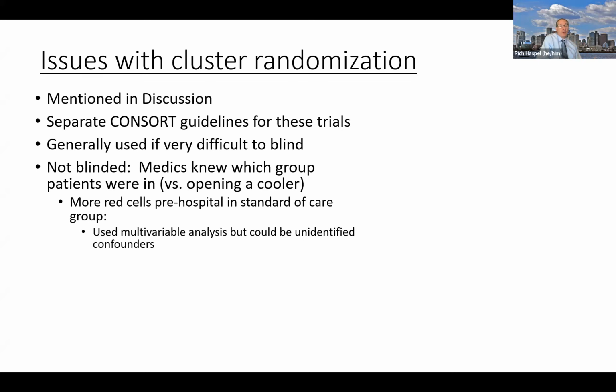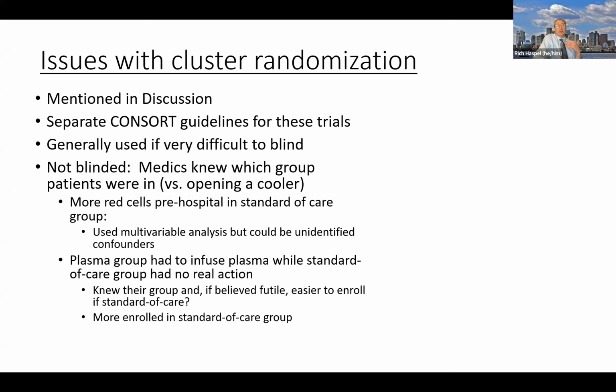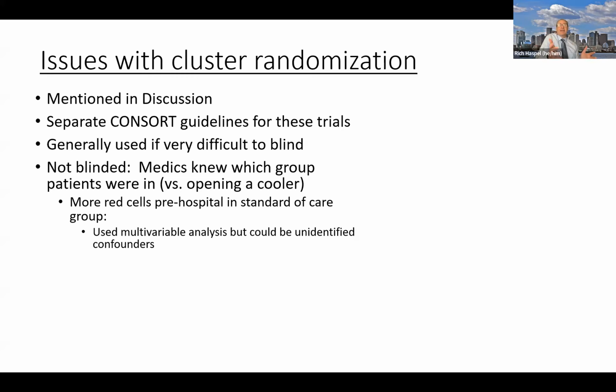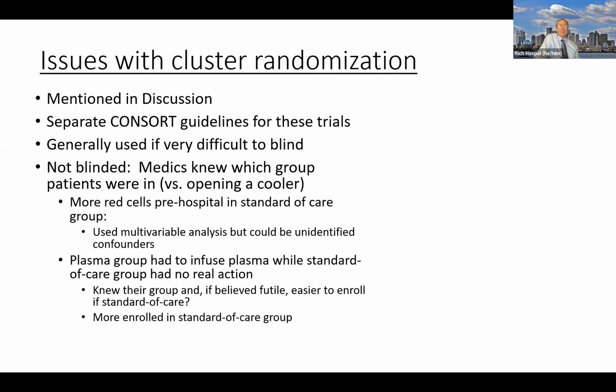So the medics knew which group patients were in. And what was interesting, it's much easier to enroll someone in a study when you don't have to do anything, right? I'm just doing standard of care. I can enroll everybody into that study. So you would think it's much easier to enroll people. But again, there could be bias there on who you enroll. So they try to use multivariable analysis, but there are limitations for that. And normally in other randomized trials, you often don't need to do that.